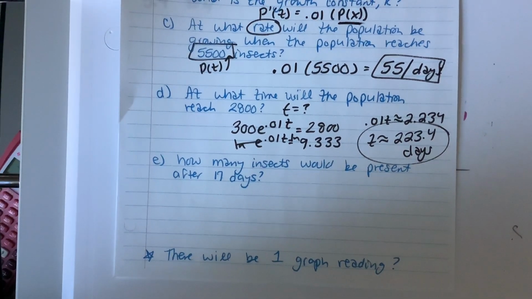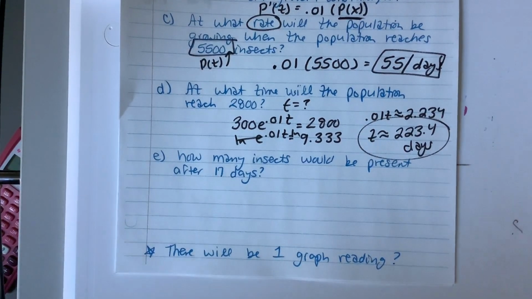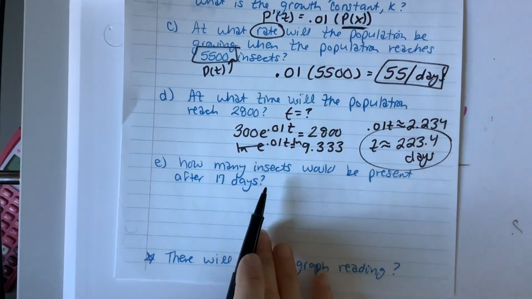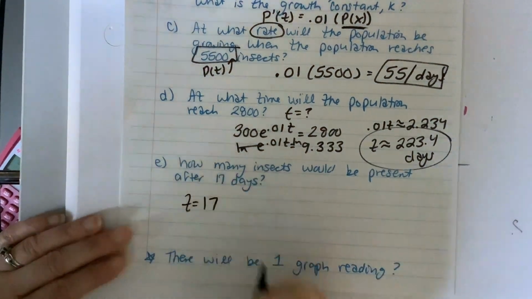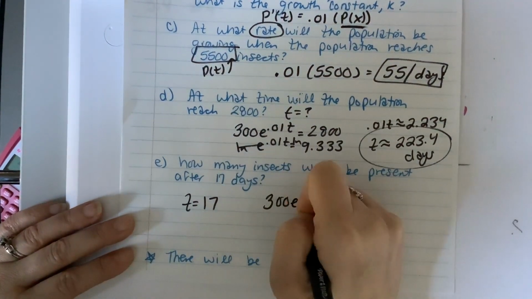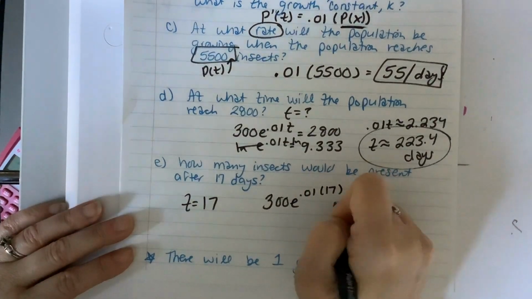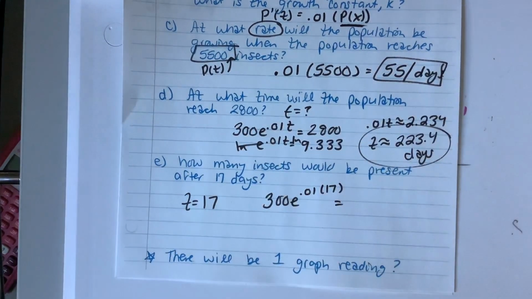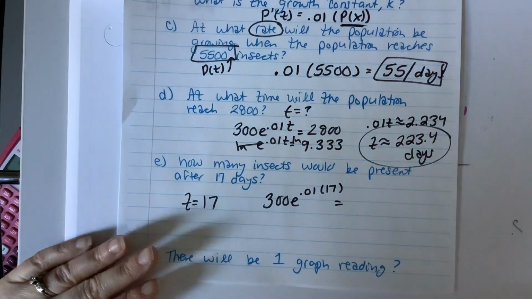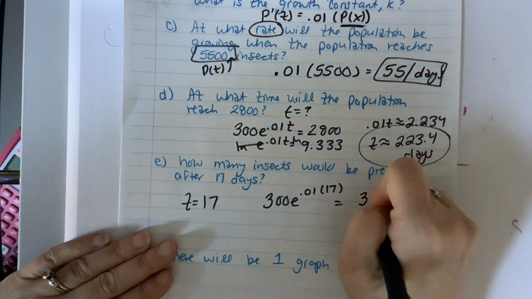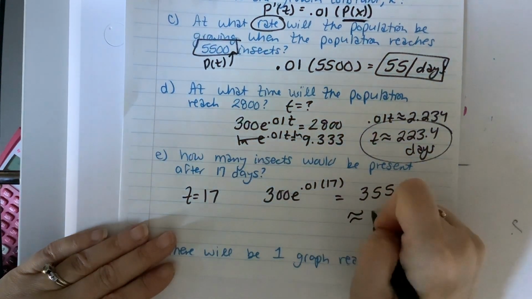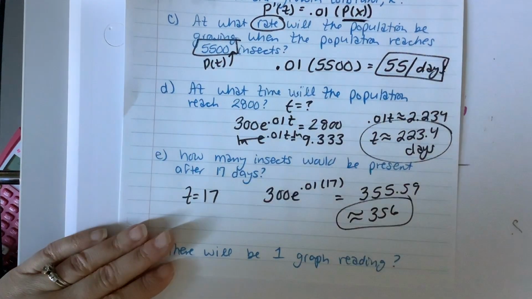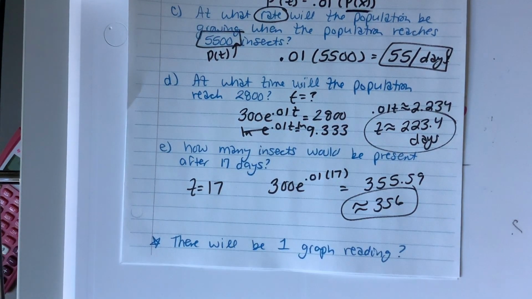Last one. How many insects would be present after 17 days? Is that the original or is that the derivative? If you want to know how many insects are present, the original, right? Yep, the original. So T is just 17. We go up to the original problem, change T to 17, and you fill it in. If you plug that into your calculator, I ended up with 355.59 insects. So I just said, okay, about 356. Or you could put about 355. They are approximate. You're rounding throughout this whole thing.